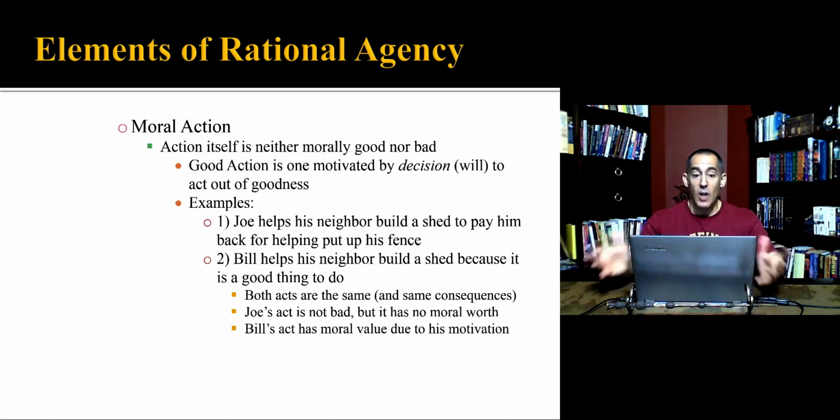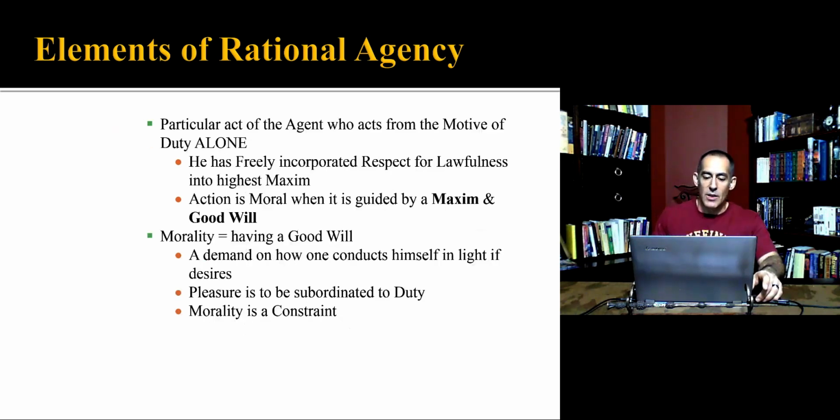So here's some other examples you can imagine. Joe decides to help his neighbor build a shed in order to pay him back for helping him put up a fence. Bill decides he's going to help his neighbor to build his shed just because he thinks it's the right thing to do. Now, both guys have done the exact same thing. They've helped their neighbor build a shed. But what is different between them is the motive that led them to this action, right? Joe's act, of course, we can't say is a bad thing, but Kant would say it doesn't have moral worth, whereas Bill's act is morally praiseworthy or morally worthy, okay? And that's because his motivation is the proper motivation. So, motive is going to be very important.